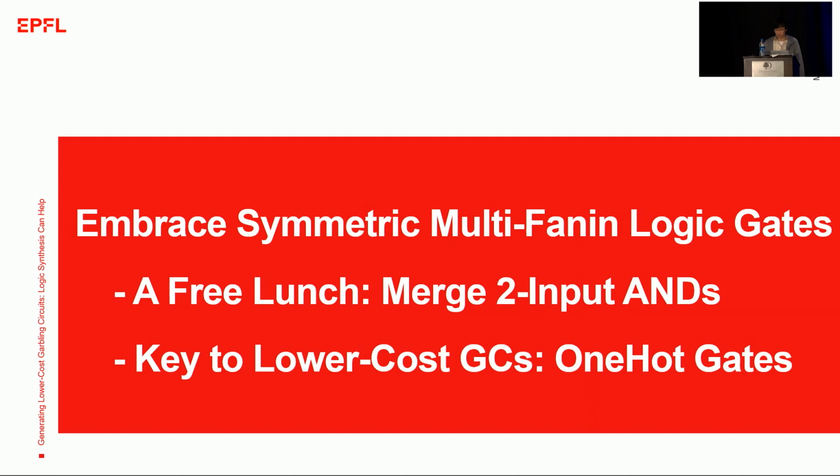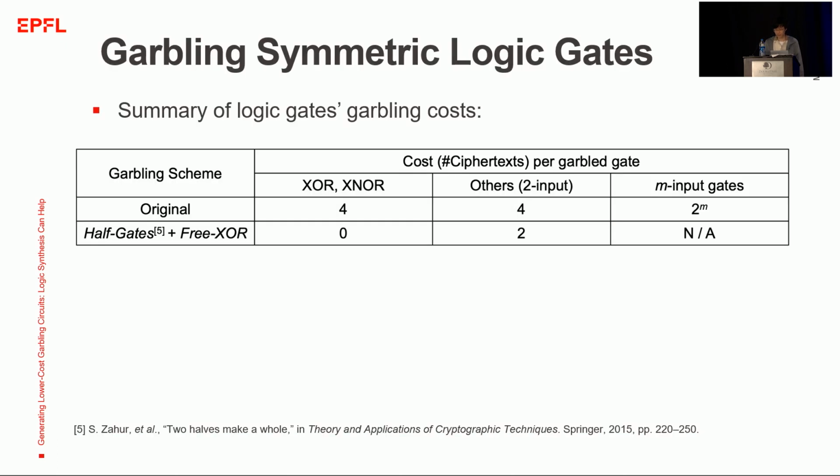To go a step further, we argue that MC reduction is not the only way to lower the cost of GCs. For the first time, we propose to bring symmetric multi-phase logic gates into the scope. When synthesizing a Boolean circuit to be garbled, logic gates with a phase size larger than 2 are hardly taken into consideration because the garbling cost per gate increases exponentially as the phase size increases. Two-input AND is the only logic primitive we use to express the MC of the target computation. Thanks to intensive research on improving the protocol, its cost is eventually reduced to 2.